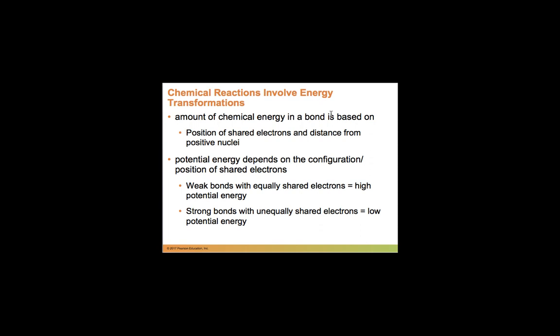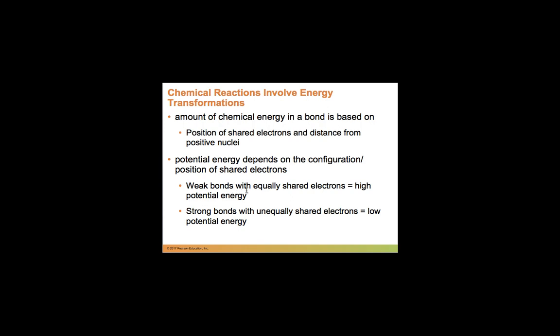So chemical reactions are going to involve energy transformations. We can never create new energy. Energy will only be transformed. So the amount of chemical energy in a bond is going to be based on the position of the electron and how far it is away from that positive nucleus. Once again, why is the nucleus positive? It is due to protons. Potential energy is going to depend on the position of those shared electrons.